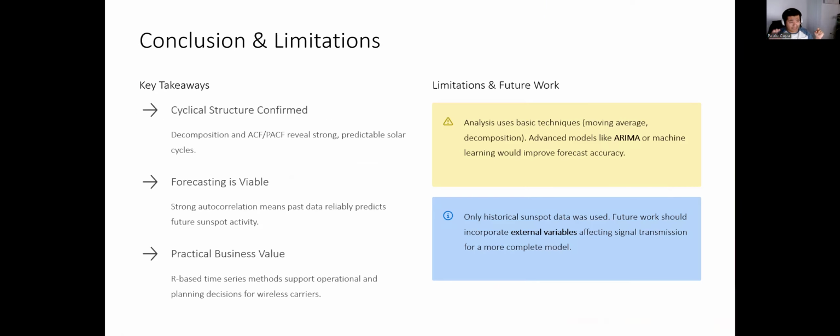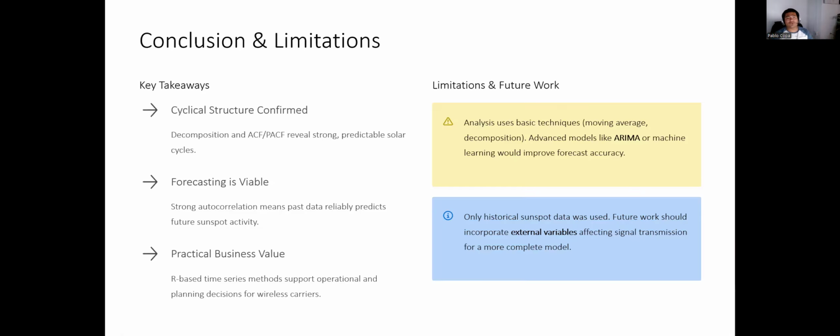Conclusions and limitations. In conclusion, this project helped me to understand how to analyze time series data using R. I started by loading and exploring the dataset and converting it into a time series object. After that, R allowed me to create graphs, apply a moving average, and analyze ACF and PACF. The main finding was that sunspot activity follows repeated cycles over time. The moving average made those cycles easier to see.